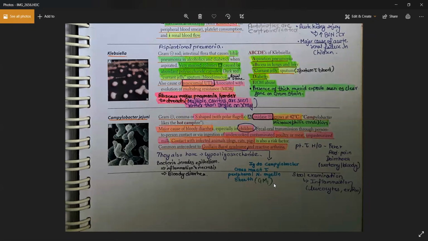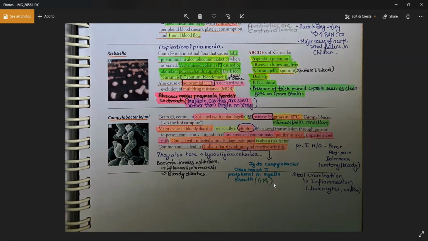Where you studied them? GM2 gangliosides? Lysosomal storage. What? Say it again. GM2 gangliosides. Anyone? Lysosomal, Tay-Sachs disease, storage, remember?